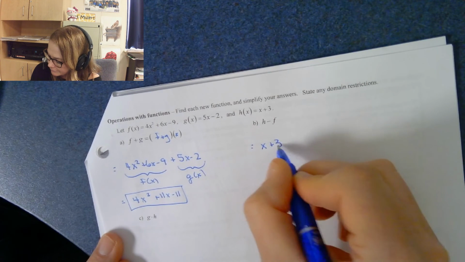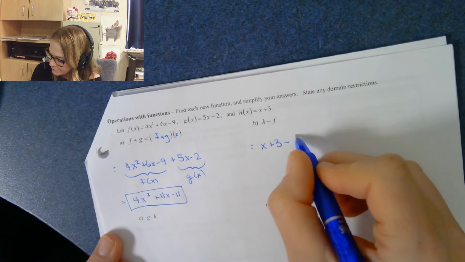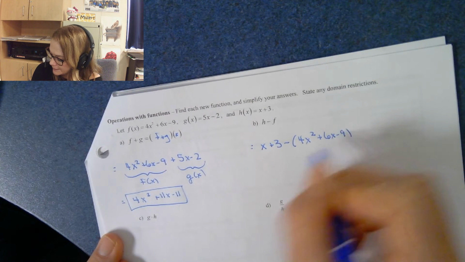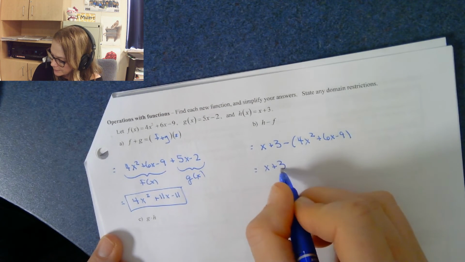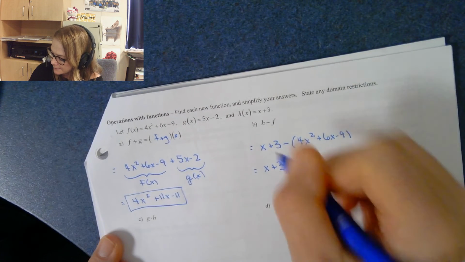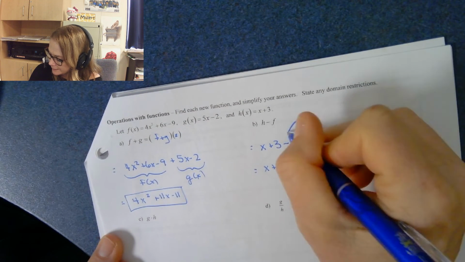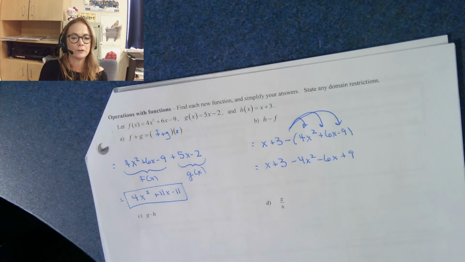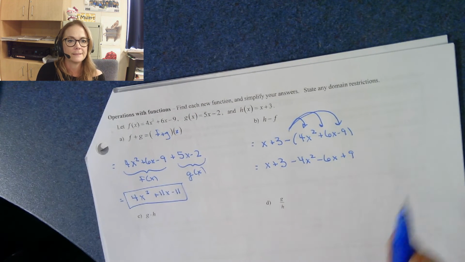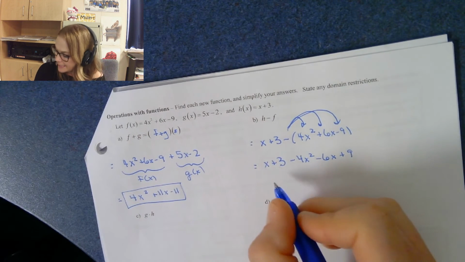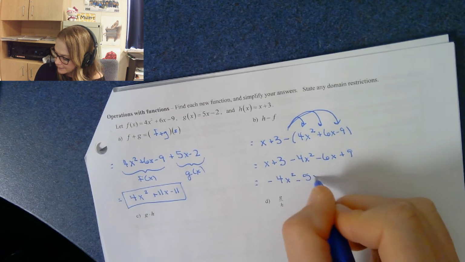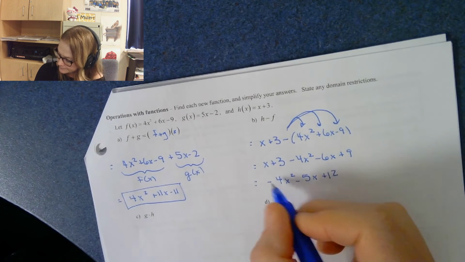Okay, h minus f. So I have to subtract off f here. So f consists of 3 terms, so I want that in parentheses. X plus 3 minus 4x squared minus 6x plus 9. So you're distributing the negative. You're really distributing a -1, but I just say distributing a negative. So make sure with minus you put the second one in parentheses so you don't miss the sign. Let's clean it up, going descending order: negative 4x squared minus 5x plus 12.